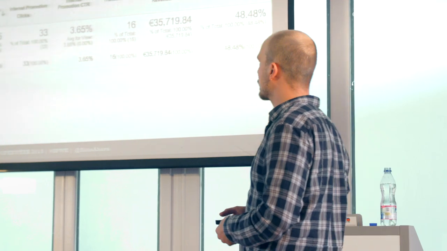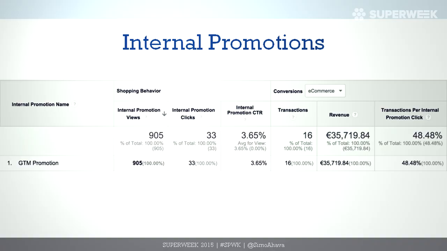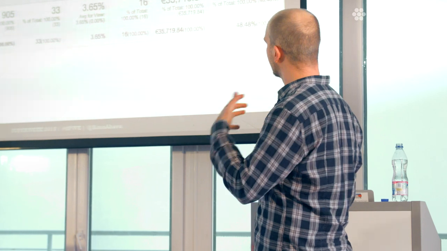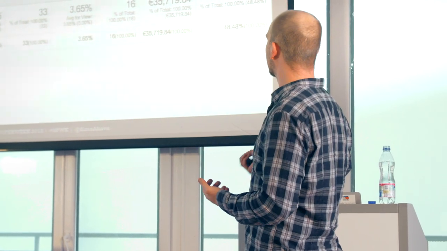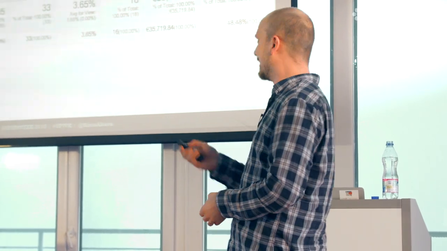Then we have internal promotions. Well, I just have a single promotion. I have a quick link to all my GTM articles. I just wanted to see if people use that. So I can see that there's a click-through rate of 3.65, and I can see that 16 articles were actually read after the internal promotion had been clicked. So, you know, 50% transactions. I don't know what I'm going to do with this data. It's just there right now. I want to test it, but someday it might be relevant for me.